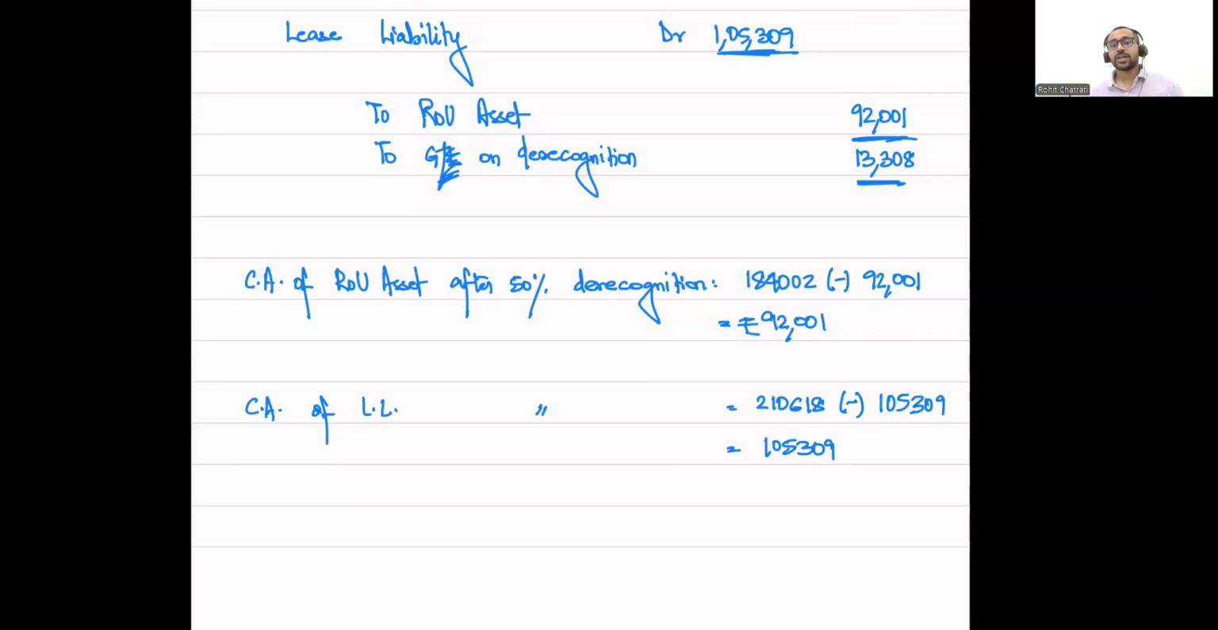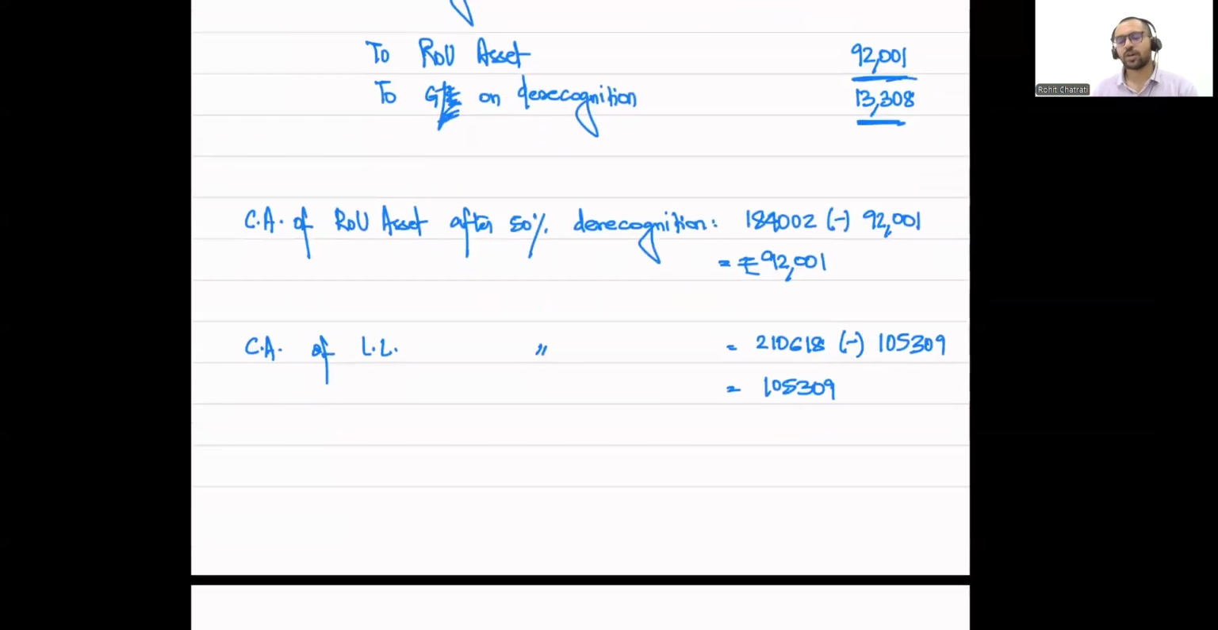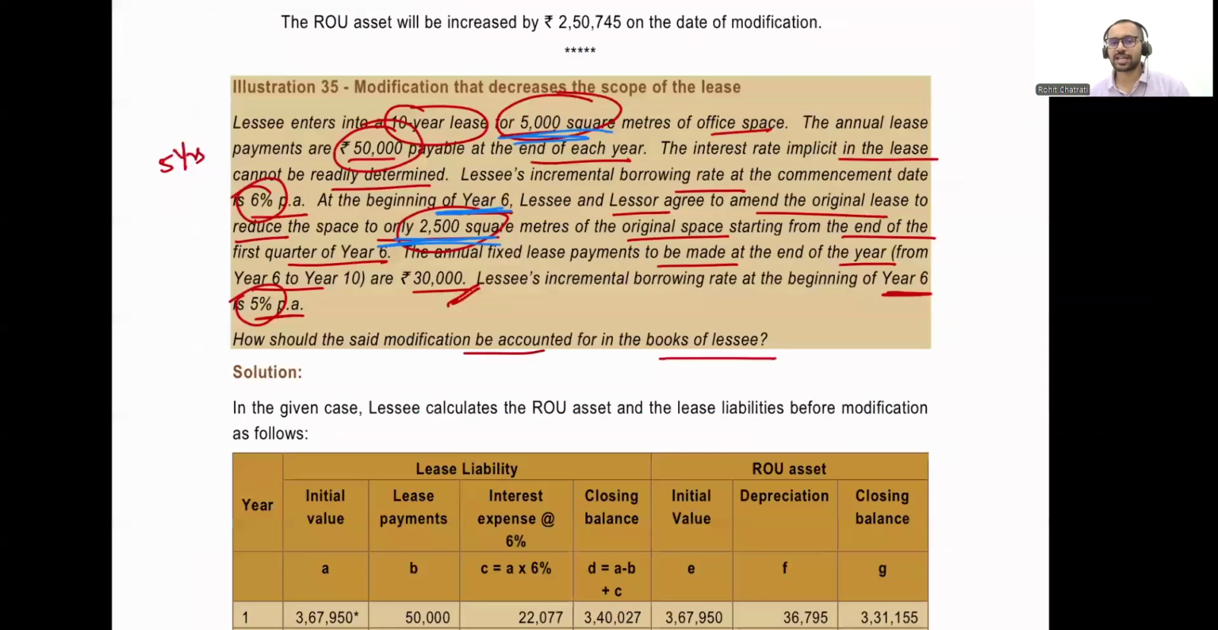Are we done with the modification accounting? The answer is no, we are not done yet with the modification accounting. This was only part one of the modification. We also have part two. Under part two, we are going to calculate the revised lease liability, like how we did in the previous illustrations. We're going to calculate the revised lease liability because the payments have now undergone a change. We now only have to pay 30,000 per annum for the next 5 years.